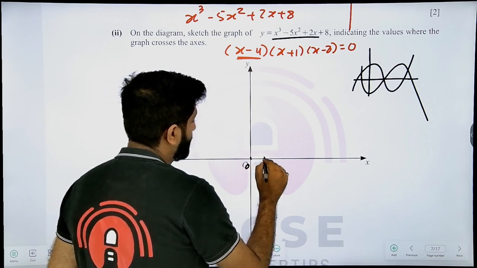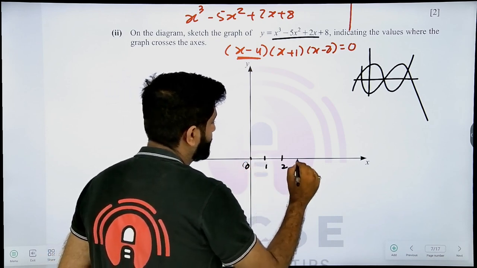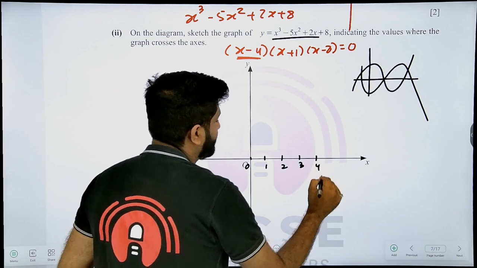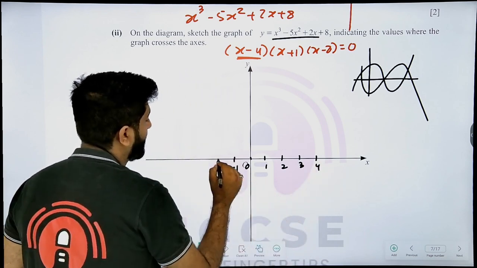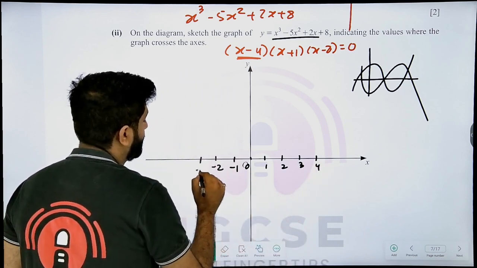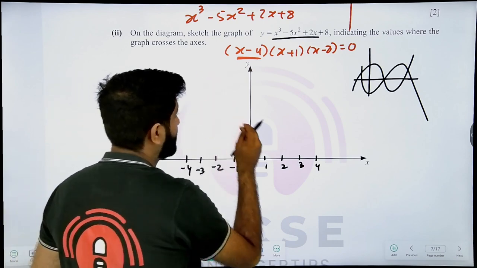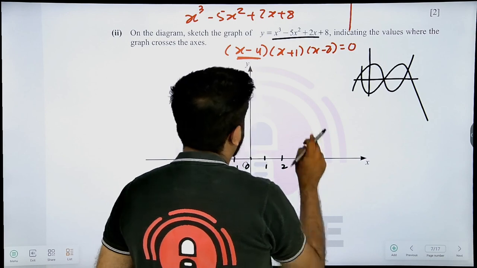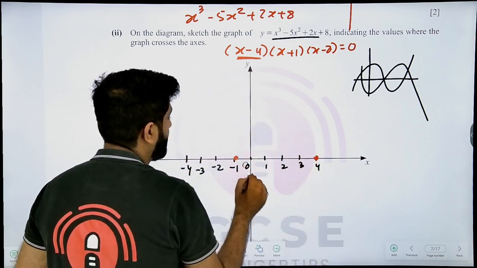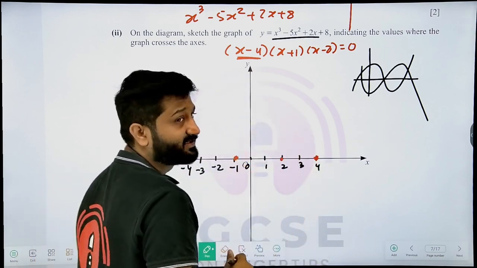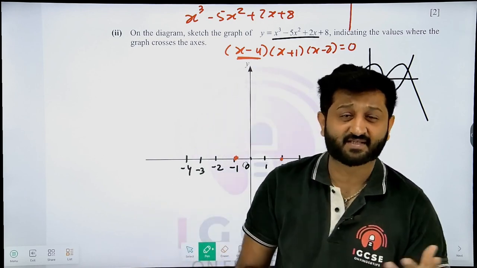So 0, let's say this is 1, this is 2, this is 3, this is 4. Again, let me find negative 1, negative 2, negative 3 and negative 4. So I have the first value as 4, then I have negative 1, and then I have 2. So guys, these are my x-intercepts.